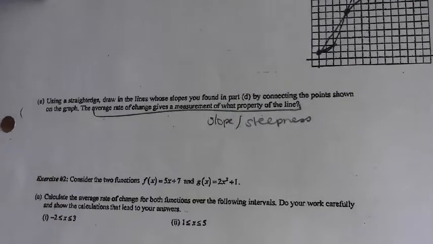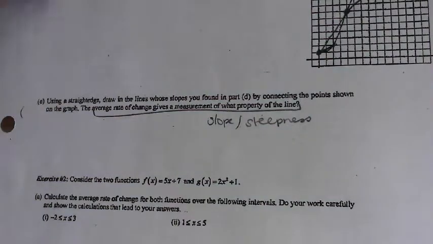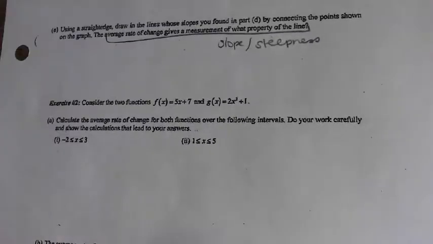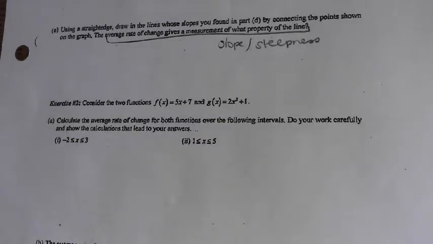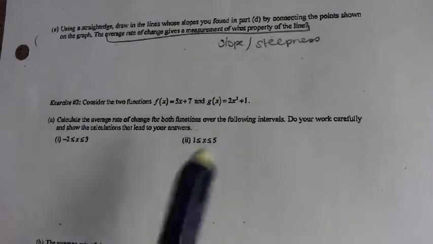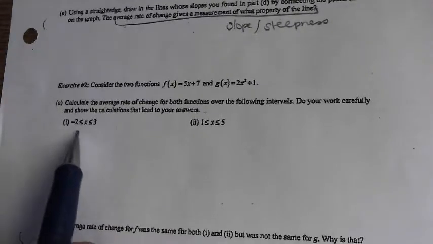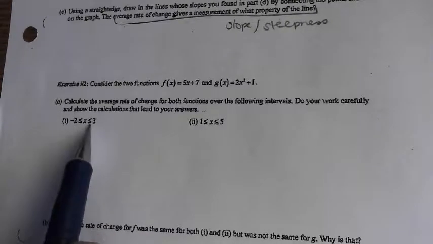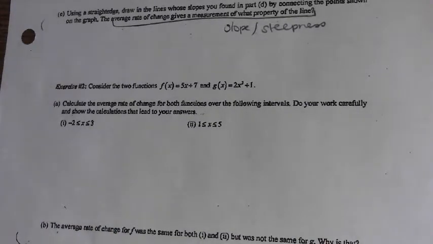Okay? So we have to be able to do average rate of change from a visual. Okay? We also have to be able to do average rate of change from a function. And here we have two functions, and we're going to do part one. We're going to calculate the average rate of change along this interval on f of x and on g of x, and we're going to compare them and see which one is steeper from -2 to 3.